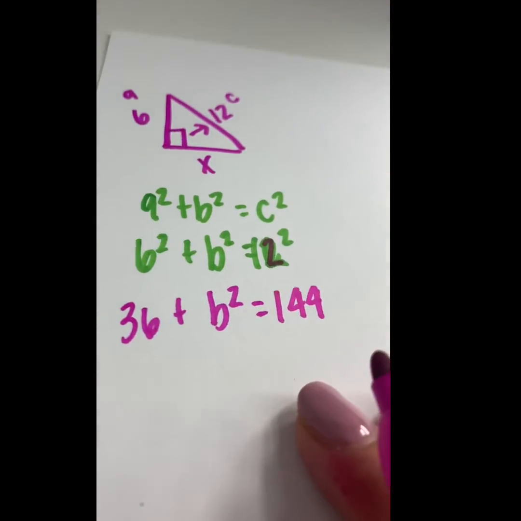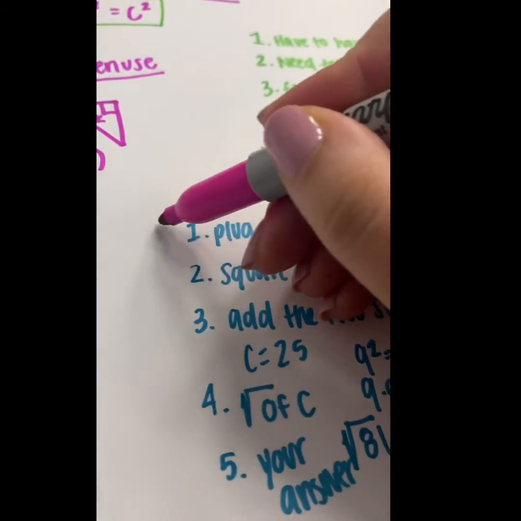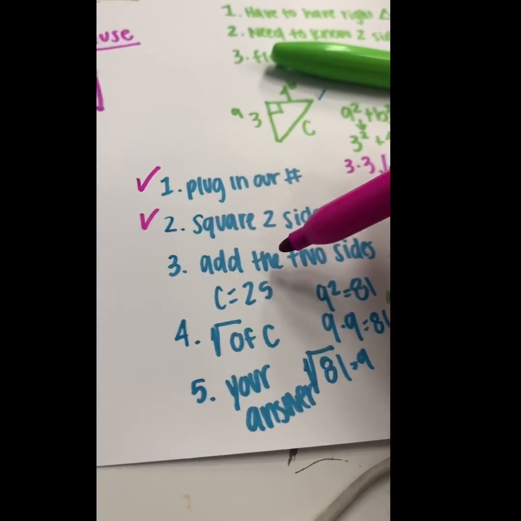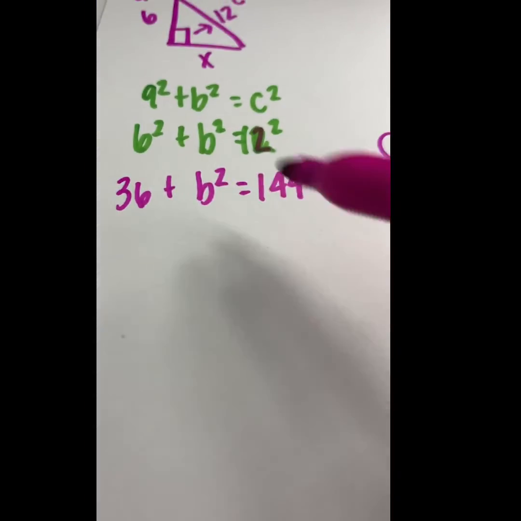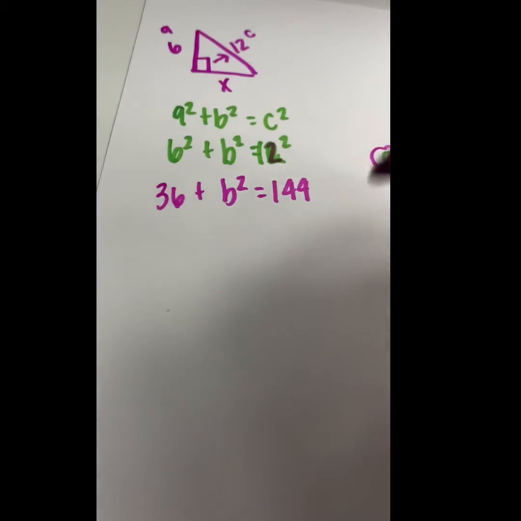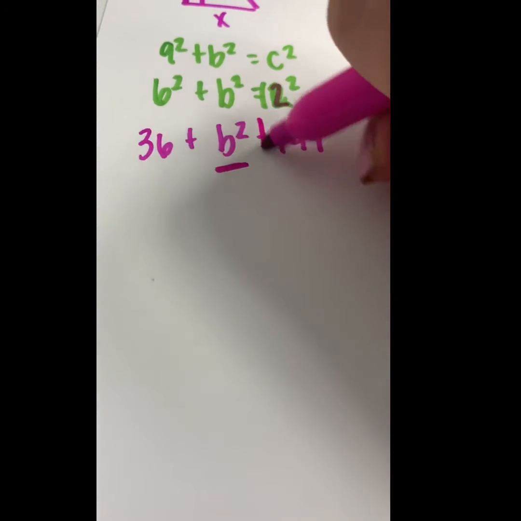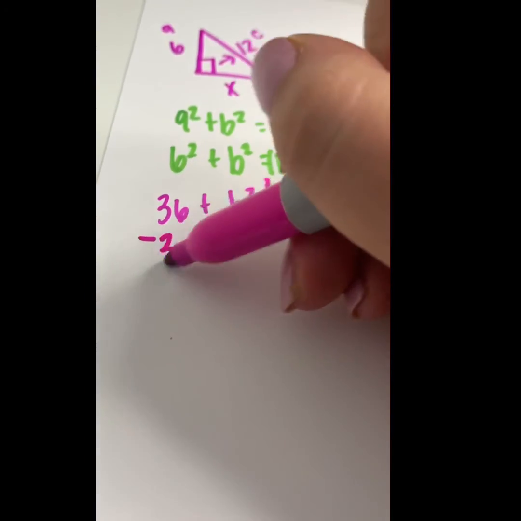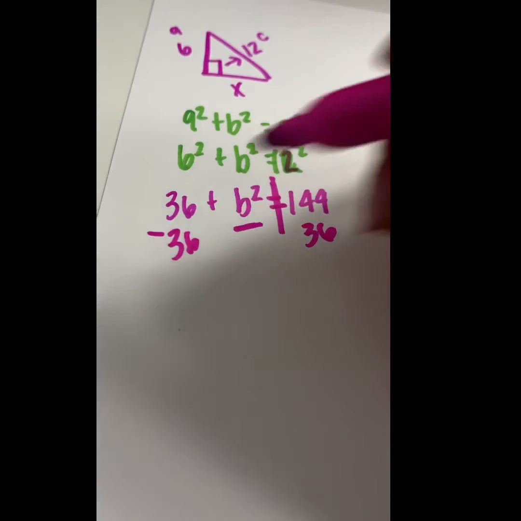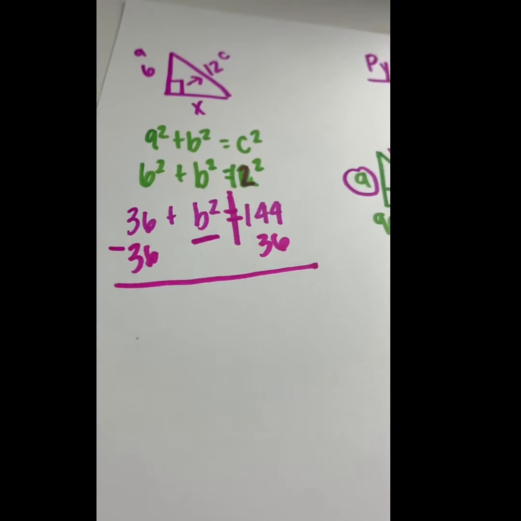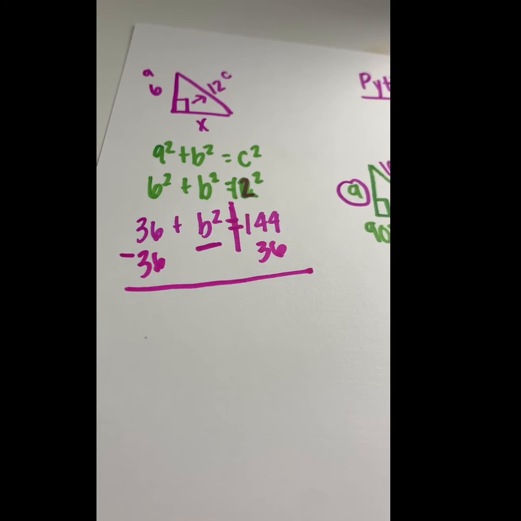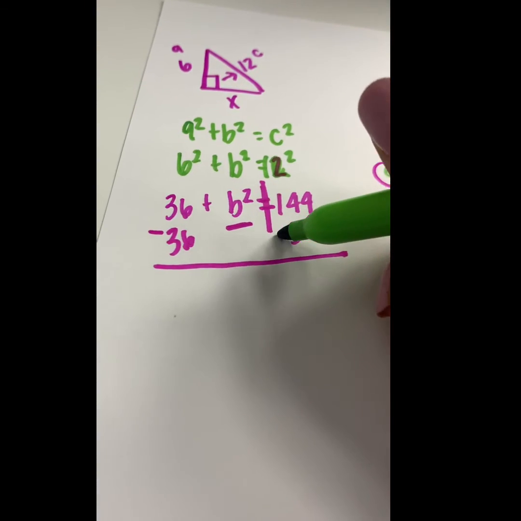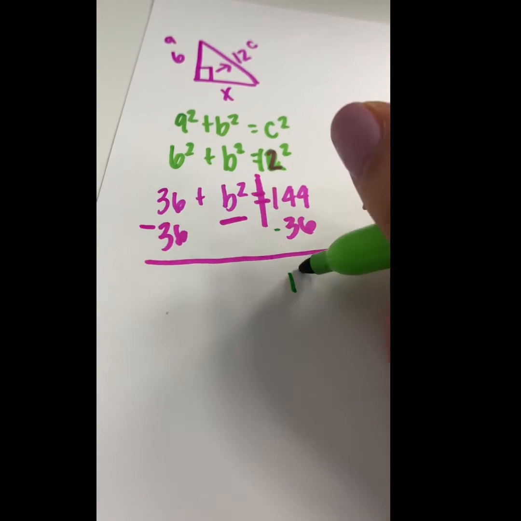Okay, so this is where it gets a little bit different from our last one. So we plugged our numbers in, we squared our sides, okay? We can't add our two sides together because they're on different sides, right? We can't do that. So our goal is to get B all by itself on this side of the equal sign, okay? It's going to be alone over here. So what we're going to do is subtract 36 from each side, okay? So when we're doing that, we're getting B squared all alone on a side by itself. So when we take 144 and we subtract 36 from it, we get 108.